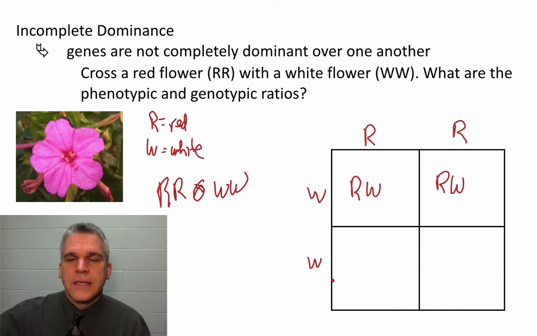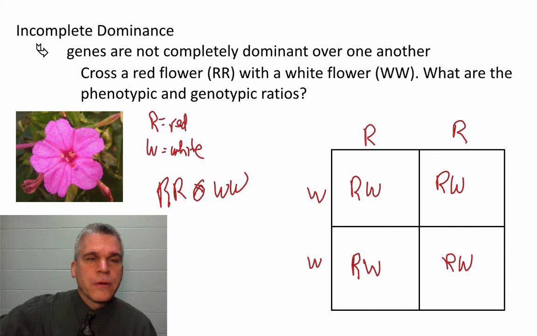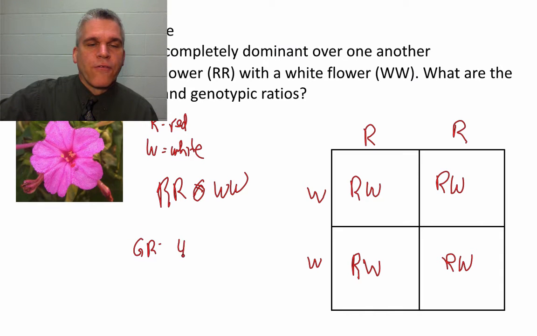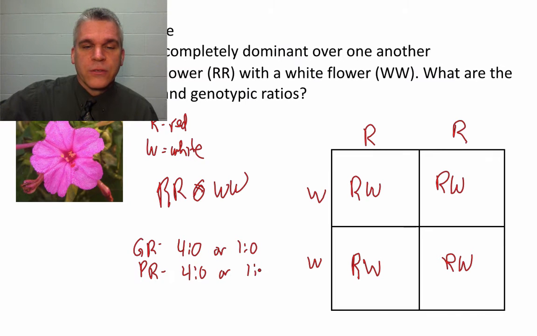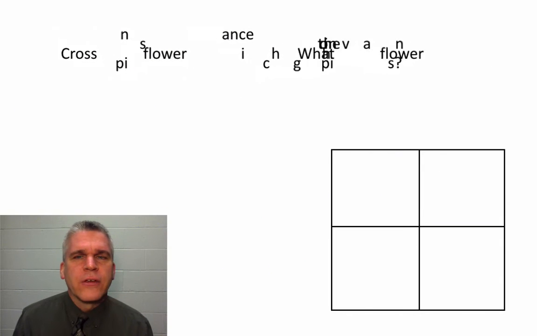So as you can see in this example, all four possibilities come up as pink. So the genotypic ratio is going to be 4:0, or we could reduce that to 1:0. I don't care which one you want to put. And the phenotypic ratio, we have 1, 2, 3, 4 pinks and 0 of any other color. And so that would be 4:0, or again, we can reduce that to 1:0. So pretty simple. Well, let's take a look at another example.